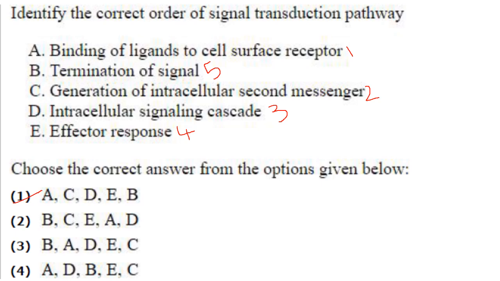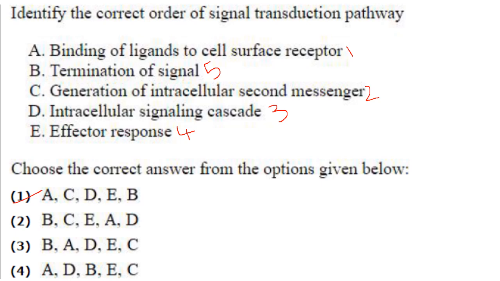Then next one, identify the correct order of signal transduction pathway. So signal transduction: binding of ligands to cell surface receptors, termination of signal, generation of intracellular second messenger, intracellular signaling cascade, effector response. So first will be binding of ligands to the cell surface receptor. So with that itself option 2 and 3 can be cancelled out. We have to see for option 1 and 4. Binding of ligands to cell surface receptors, A is correct.